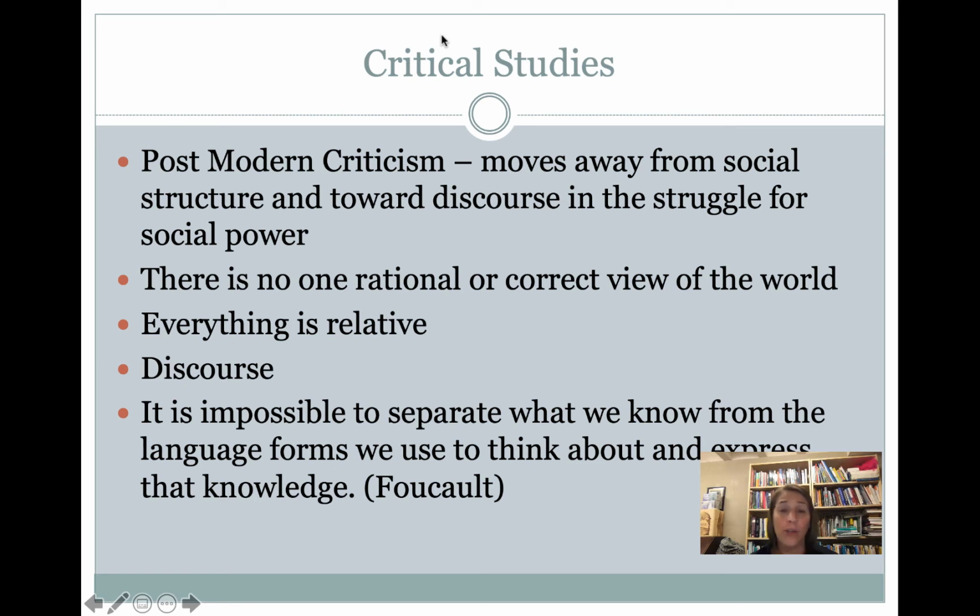So Foucault is the major kind of writer about postmodernism, and he says it's impossible to separate what we know from the language forms we use to think about and express that knowledge. And I think what he is saying is it's in our language, in the rhetoric we use. We cannot seem to listen to something on the news and separate that language from what we think we might know. Our language, basically, we're using what we call the Sapir-Whorf hypothesis. Our language is our perception of reality. Whatever language we're using to talk about things is our reality.